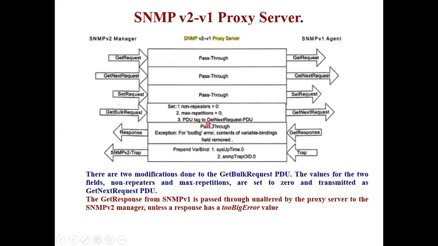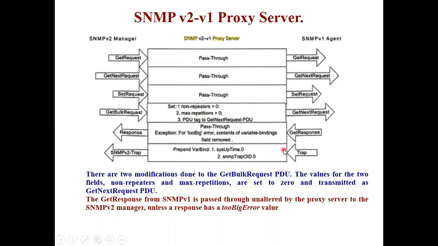So the PDU tag is changed to the get next request PDU tag. I need to change also the PDU tag. So the fields non-repeaters and max repetitions I will set to 0, and the PDU tag, remember the first field in the PDU tag was the type of PDU. So get bulk request had a different PDU numbering, and get next request had a different numbering. So I need to change that.